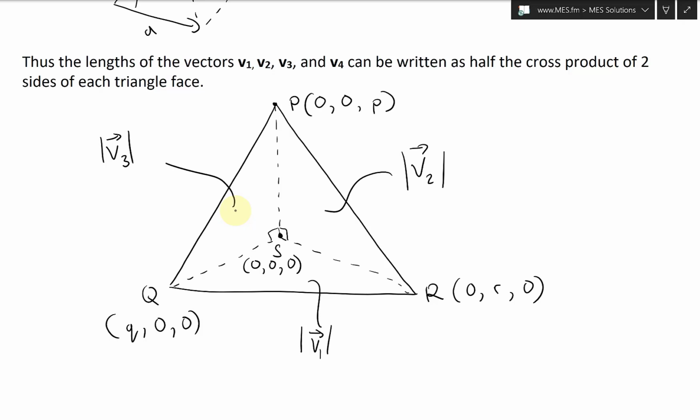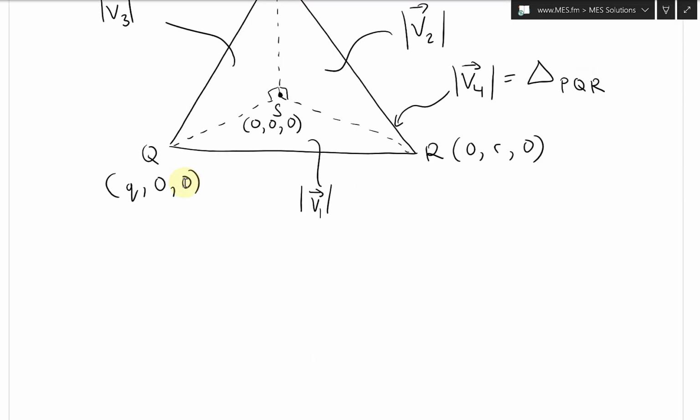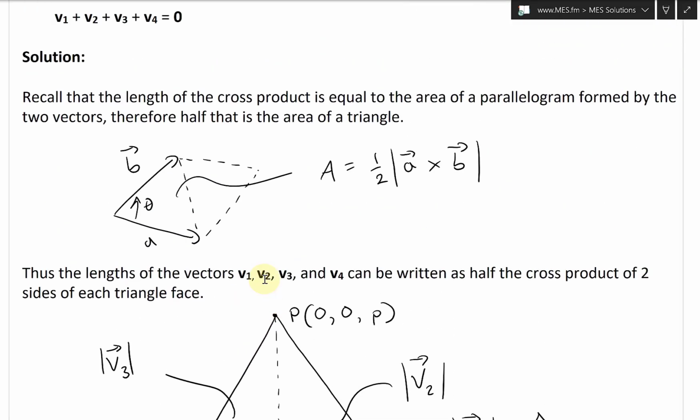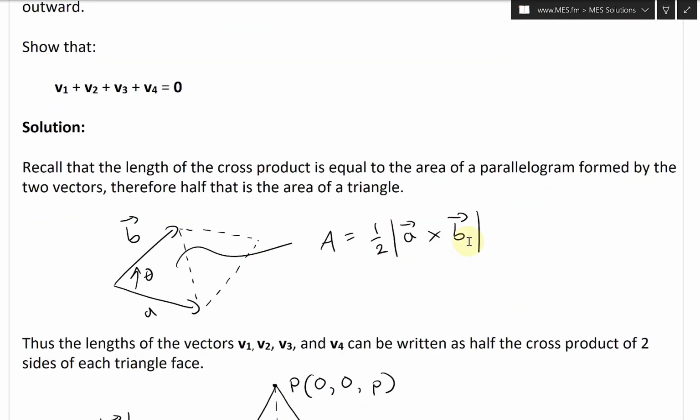And then lastly, the one that's facing up in front of us is this whole PQR triangle. The V4 vector is equal to the area of the triangle P, Q, and R, like that. And now we can write all of these as cross products, because again, these are the cross products.